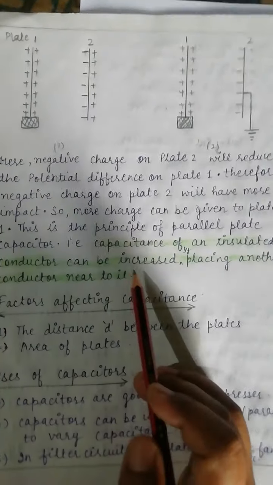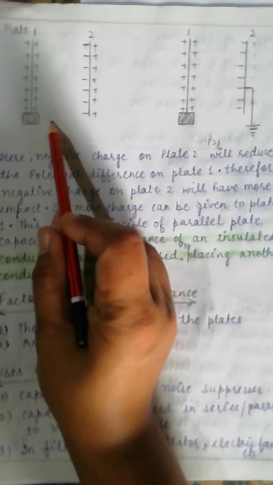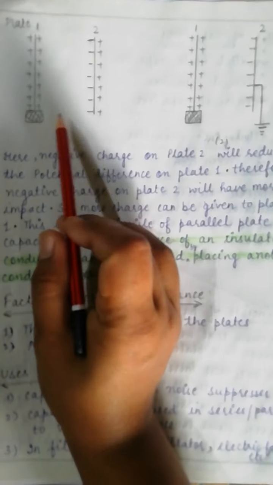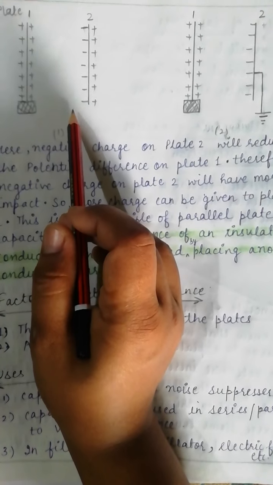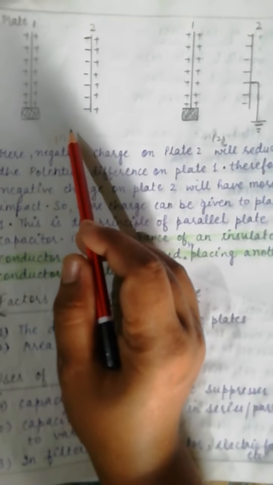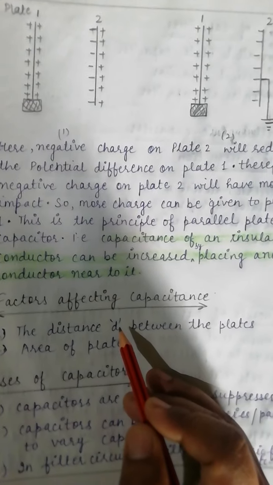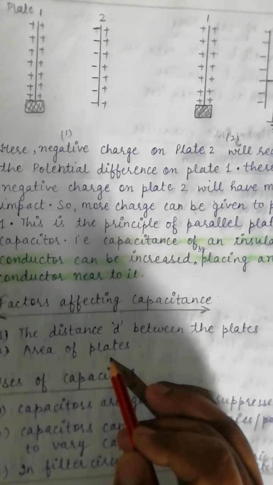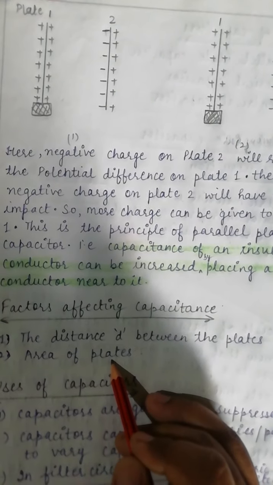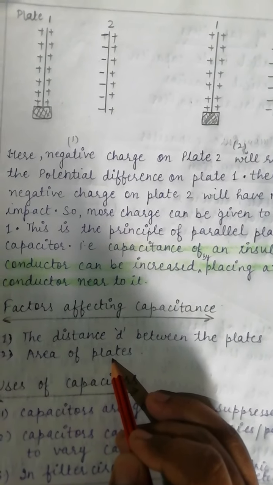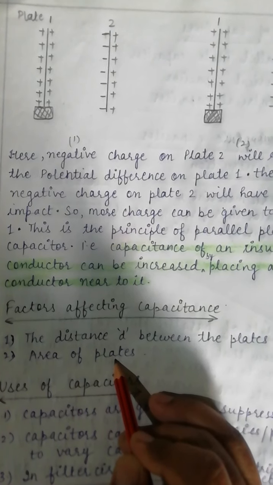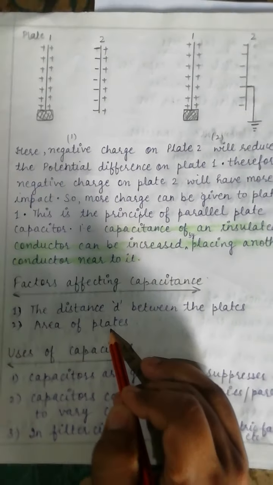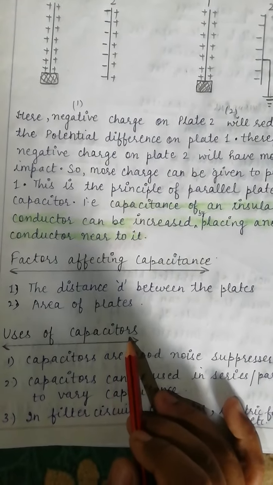Here are the factors affecting the capacitance. This is the distance between the two plates, and if you increase or decrease the distance, the capacitance also varies. That means the first factor on which the capacitance depends is the distance between the plates, and the second is the area of the plates. If the area increases, the capacity of the plate to store charge also increases. Clear, students? Next is the uses of the capacitors.